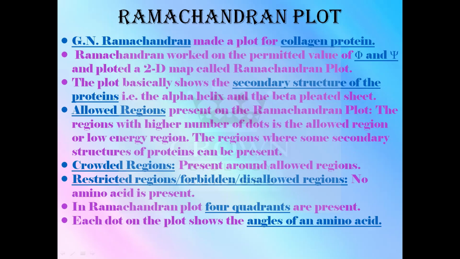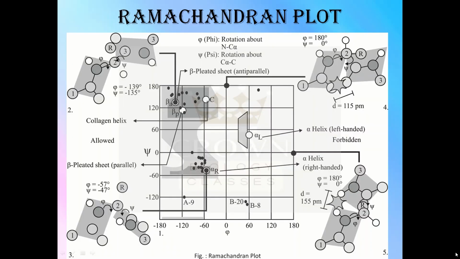In the Ramachandran plot, four quadrants are present that we have seen. Each dot on the plot shows the angles of an amino acid, so each dot has its own significance. So this is the main diagram of the Ramachandran plot. As you can see, these are the four quadrants: first, second, third, fourth. And each dot present on the plot shows the angles of an amino acid.